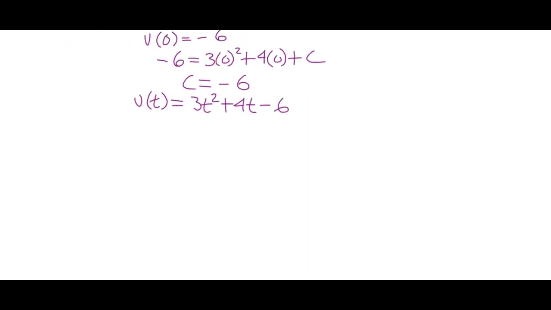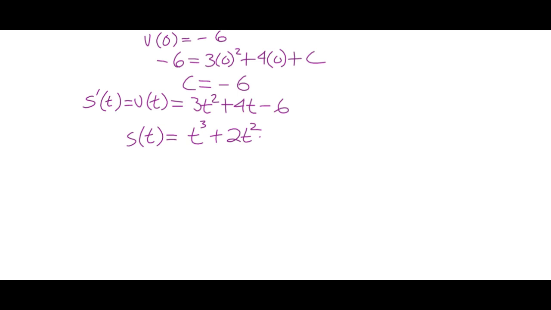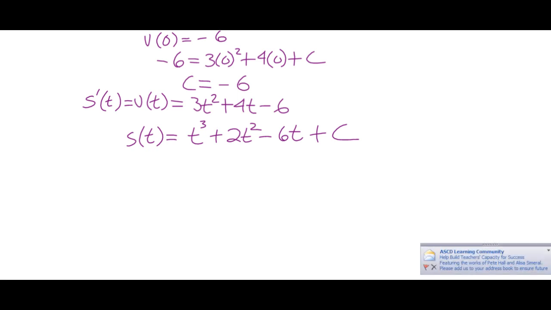Now we're supposed to figure out its position function. So we know that s prime of t is equal to v of t. So what's s of t? t cubed plus 2t squared minus 6t plus c. I agree. No, that's good. Everybody started working it out, and that was what was up there, so we're all good. Now, what did they tell us?